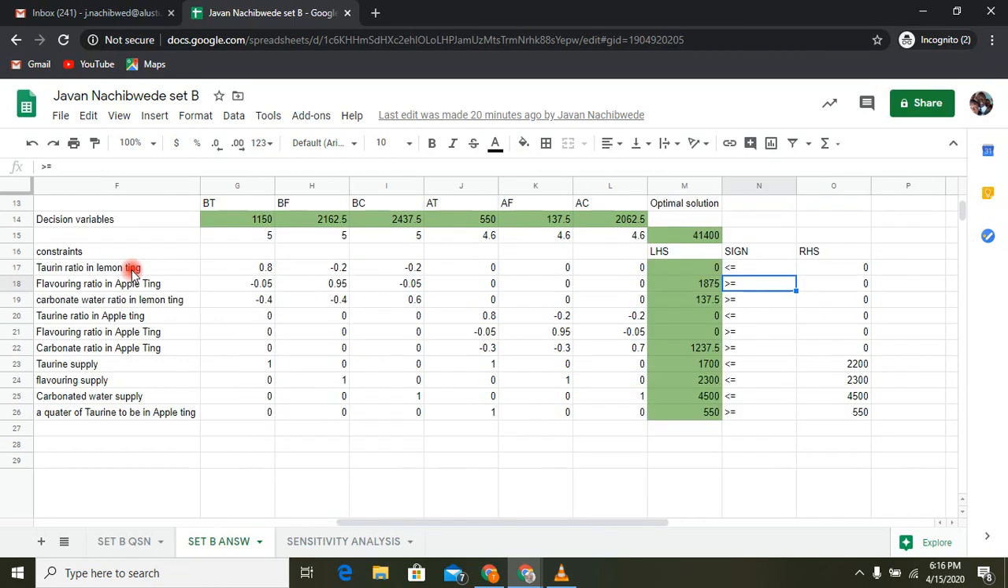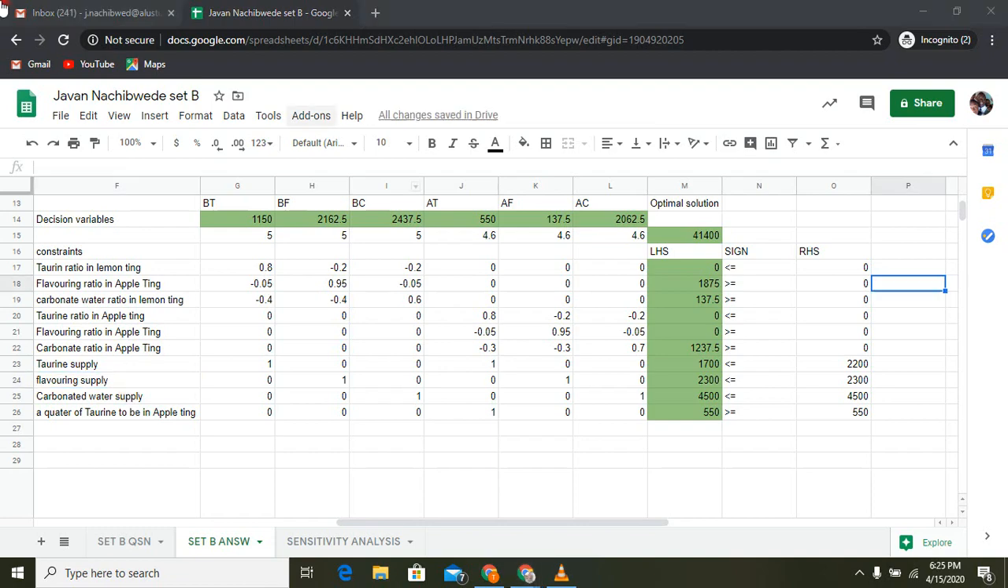And then at the end of it all, in the left hand side, you find the sum product, as can be seen here. You do notice it's the sum product even when you check here. Yeah, that's it. So you go down. As you do it, you make sure all the constraints are there. So I made sure all the constraints are put into consideration. Yeah, then also the taurine supply, the flavoring supply.